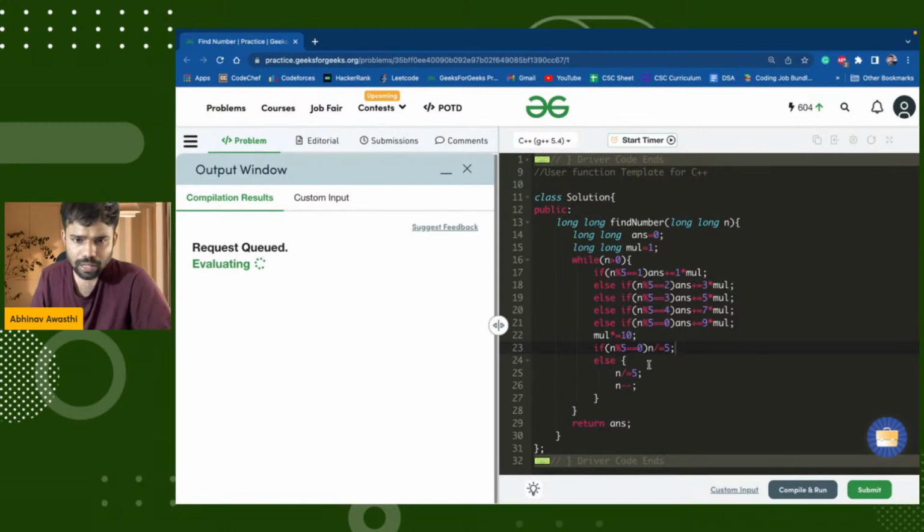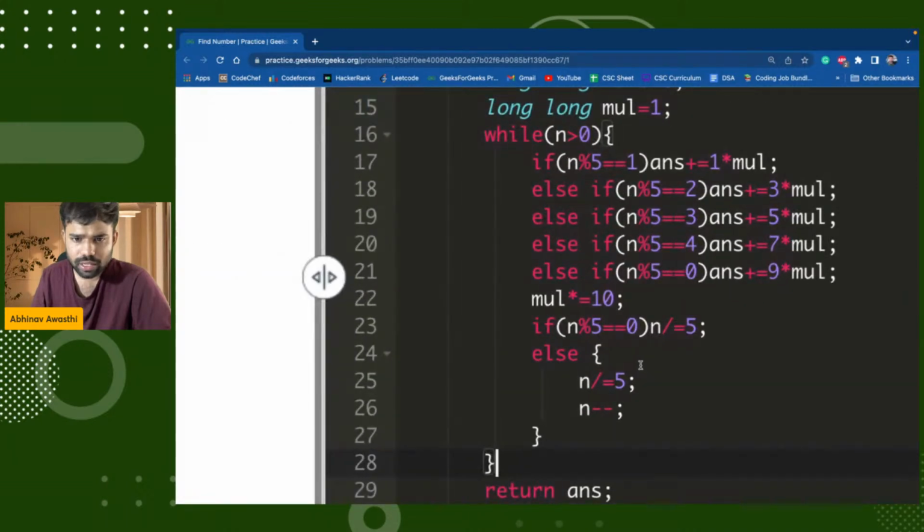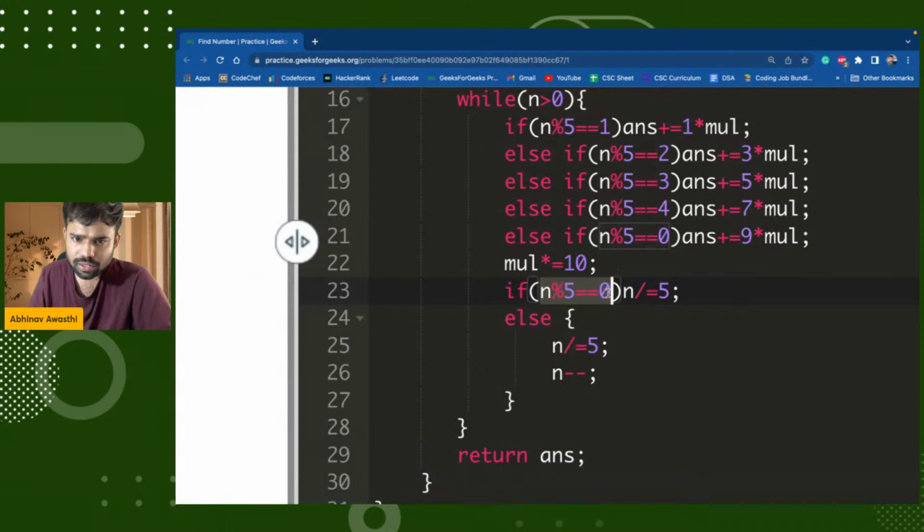I think we have made just one mistake. It will be the opposite: if n is divisible, then I will divide it and subtract 1, because we have taken a number. Yeah, I think so.